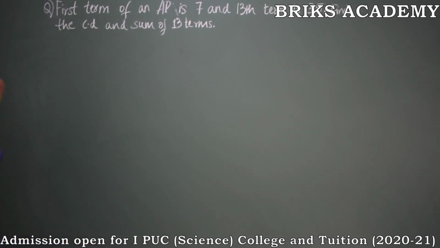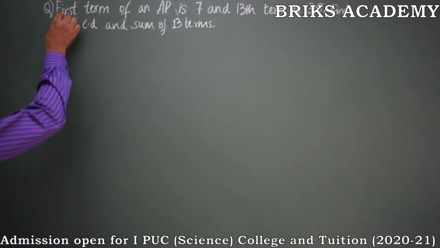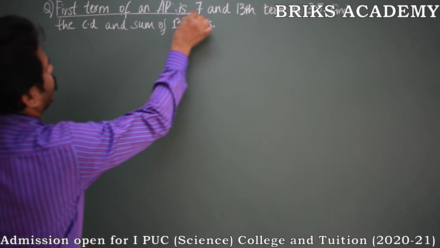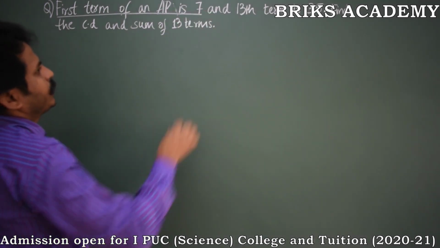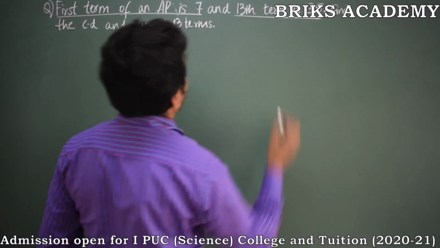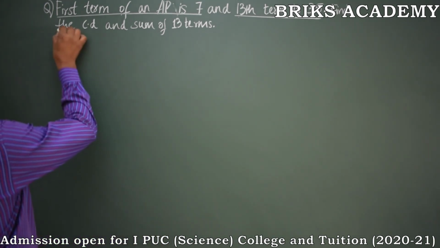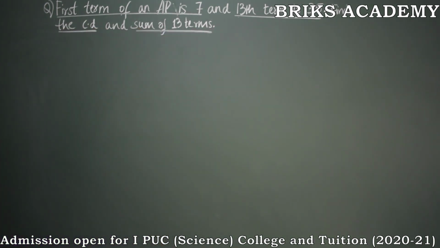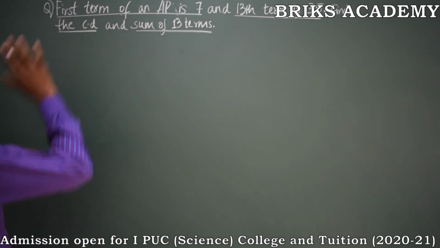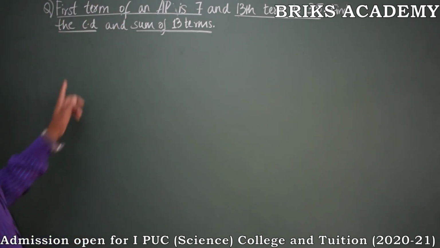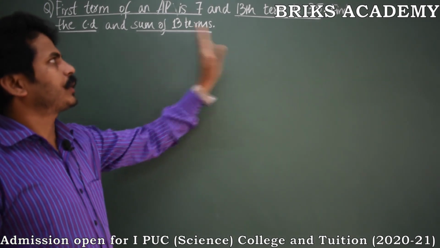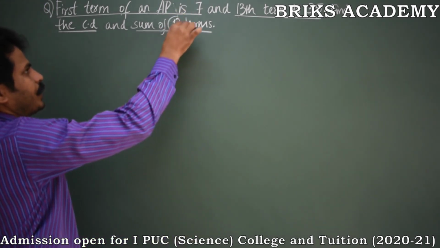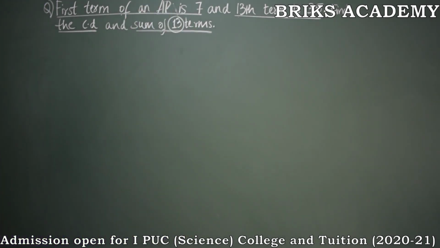Read the next problem. The first term of an AP is 7 and the 13th term is 35. Find the common difference and the sum of 13 terms. So, read the question carefully. We have up to 13 terms, that's the meaning of this. Sum of 13 terms in this AP.